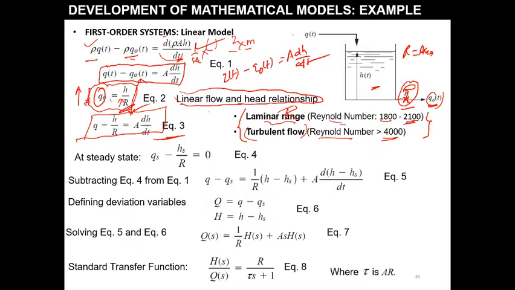So our equation becomes Q minus H by R is equal to A dh by dt. Now at the steady state, what will the equation be? The flow Q coming in, after a long time, all the terms become constant. That is, Q becomes Q S, the steady state value, and the height becomes constant, H S.